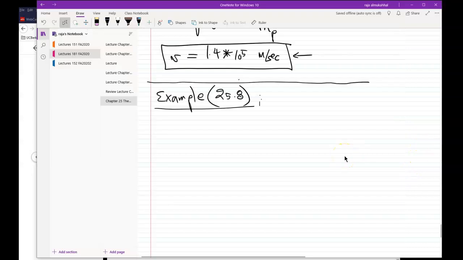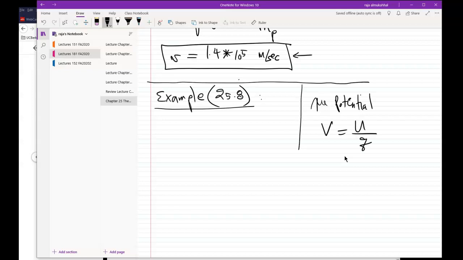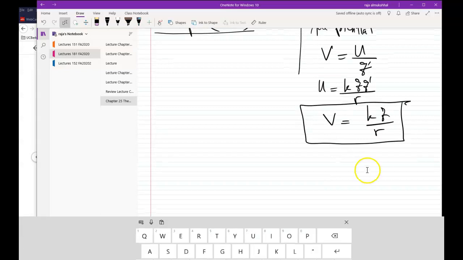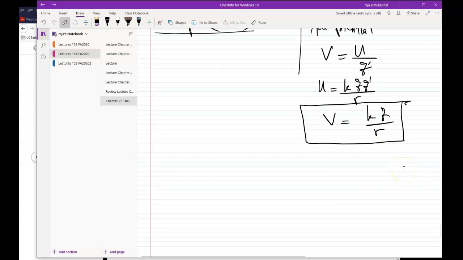Before I do that, I want to give you more ideas about voltage or the potential. So we said that the potential V is U over Q, correct? And we said that U is equal to K Q Q prime over R. Let's make this Q1, Q2 over R. If I plug it into the potential formula, it becomes K Q over R. This is an expression for the potential. What does that mean? It means the following.